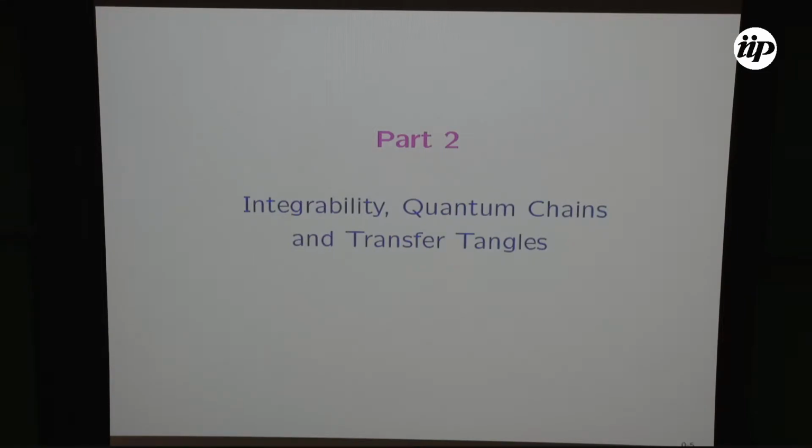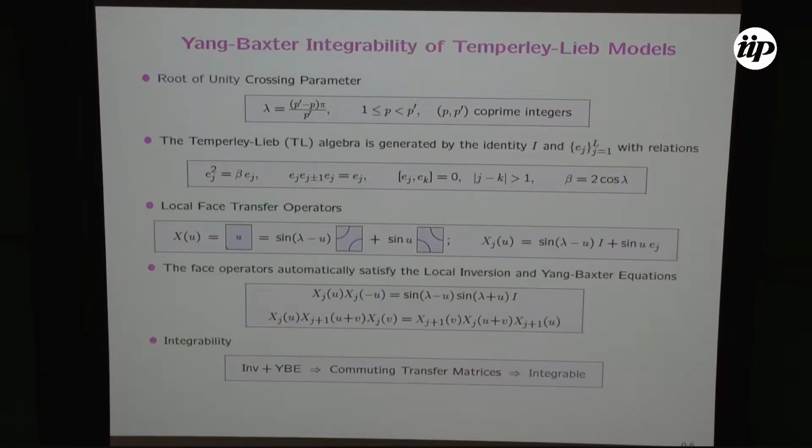Next, let me describe the integrability, quantum chains, and transfer tangles for these models. Because this is a Temperley-Lieb model, it's automatic that it's integrable. To see that, we fix the rational crossing parameter. So this is a simple fraction. So we're looking at the case of root of unity here. The relations in the Temperley-Lieb algebra are just these. E_j squared equals beta E_j. This product of 3 E_j's gives back E_j. And if E_j and E_k are separated by a distance greater than 1, then they commute.